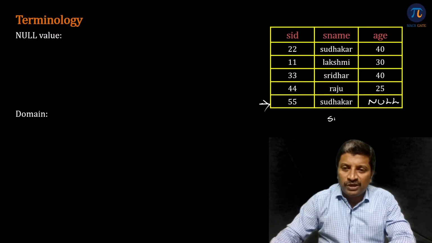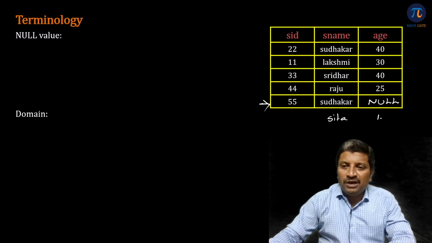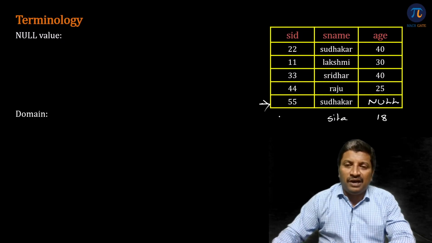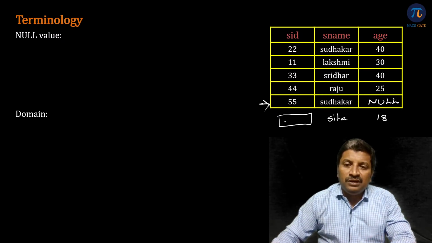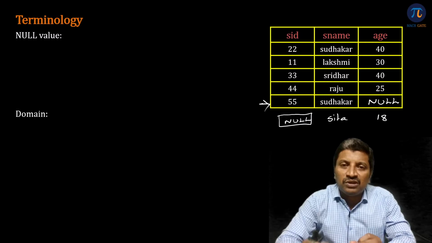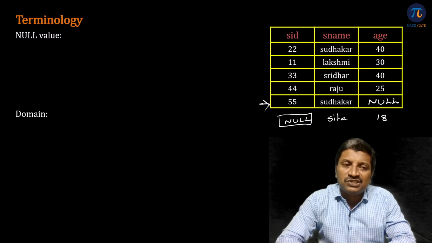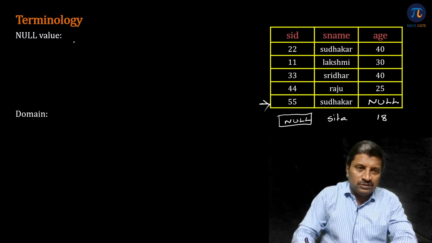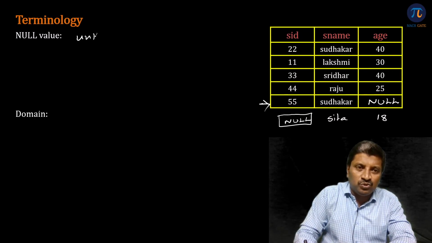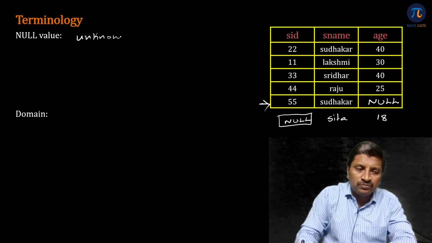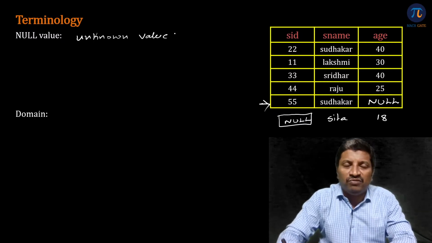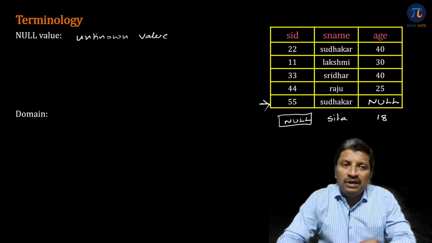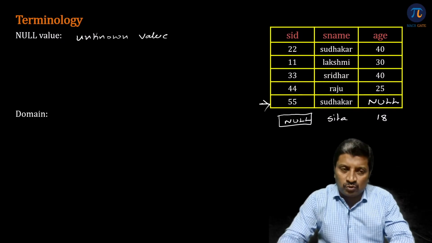Suppose we have a student whose name is Sita and her age is 18, and she doesn't know her roll number or ID. In such a case we fill null value. So null value means we don't know the value of the particular entry. Simply we can say it is used to denote an unknown value. Null value means it is not known.